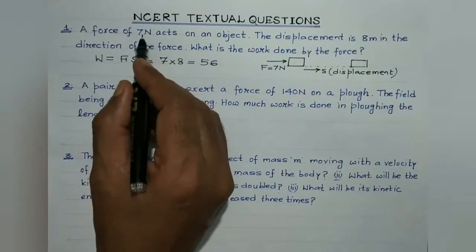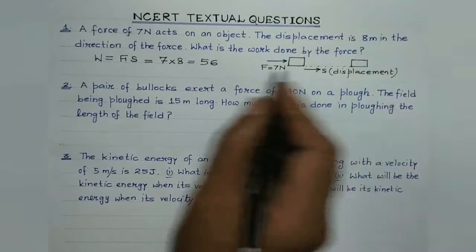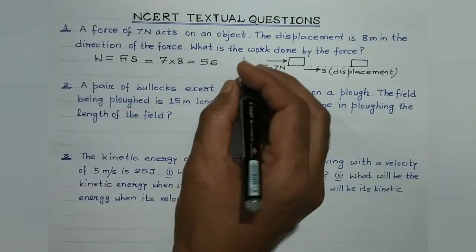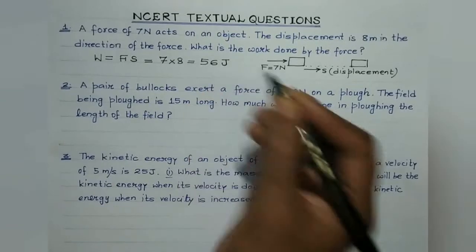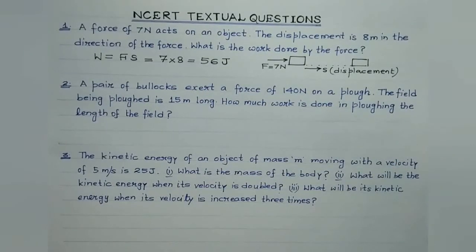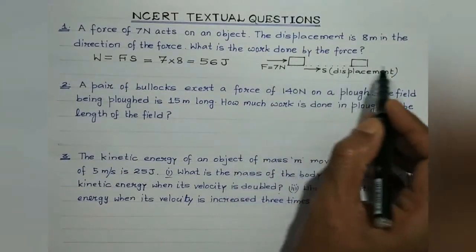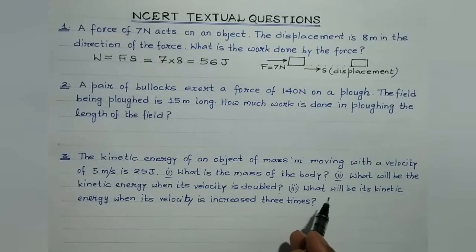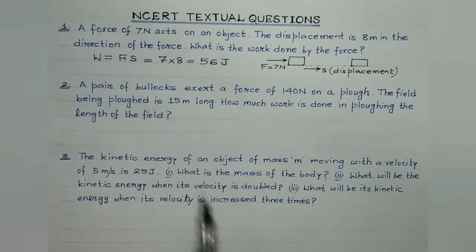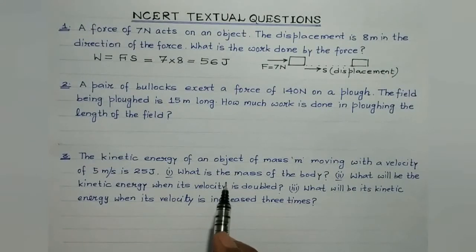And it is given in SI: 7 Newton, displacement is given in SI: 8 meter. So work done in SI, its SI unit is Joule. So work done by the force in displacing the body by 8 meter along the direction of the force applied is 56 Joule, right? So it's a very, very simple question based on this direct formula. Now let's proceed to the second question.